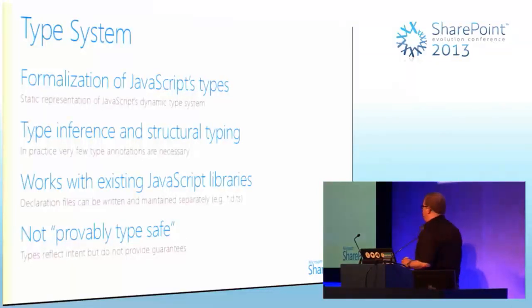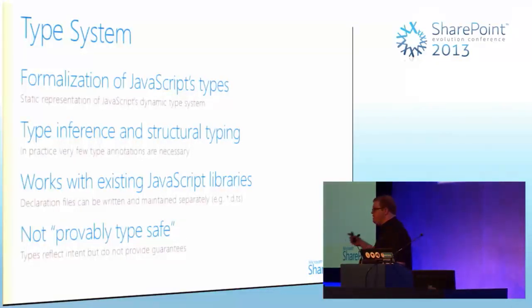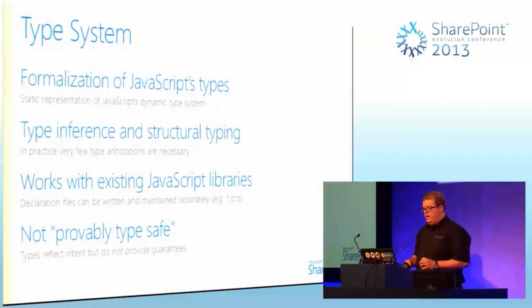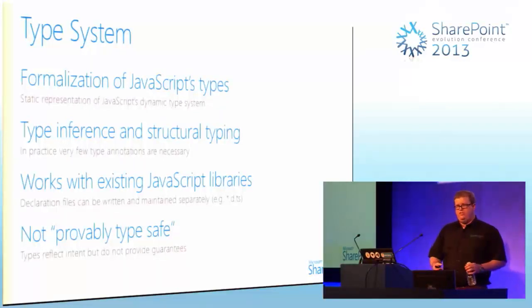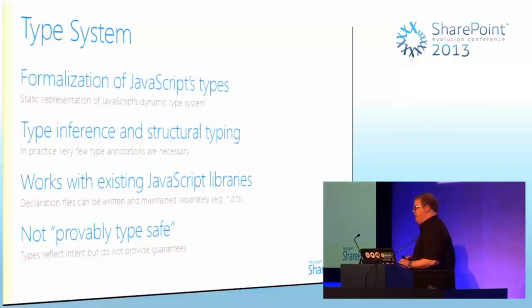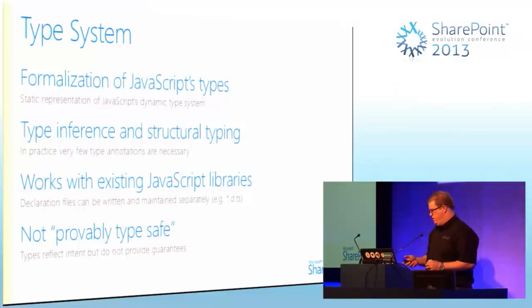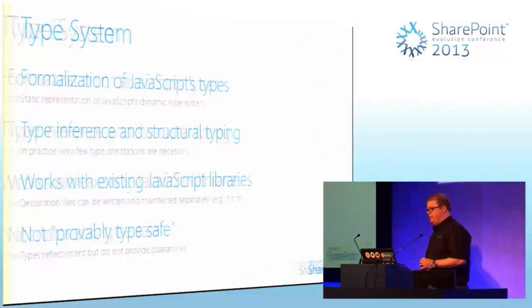So even though it is sort of type safe, it's not provably type safe, right? It's not like a strong compiled language. But the types do reflect intent, and so it helps you increase your code quality, but it doesn't provide guarantees. So still, test. Don't rely on it. Oh, it built. Don't get that. You still have to be very disciplined and cognizant, but it will help you along.